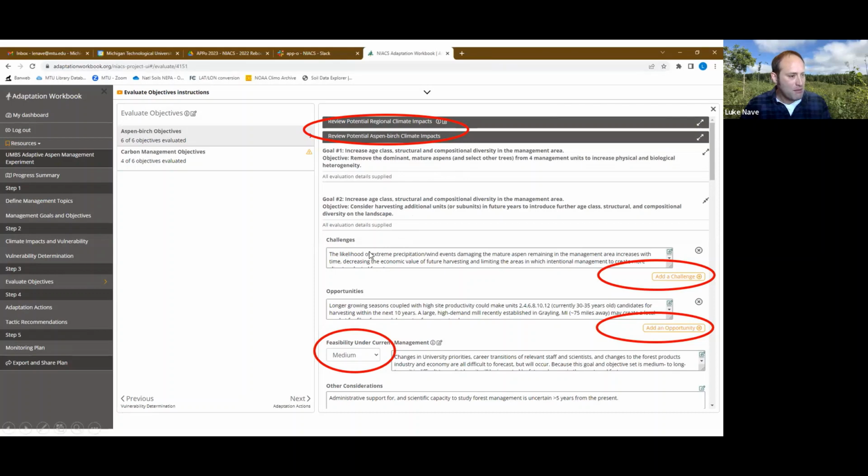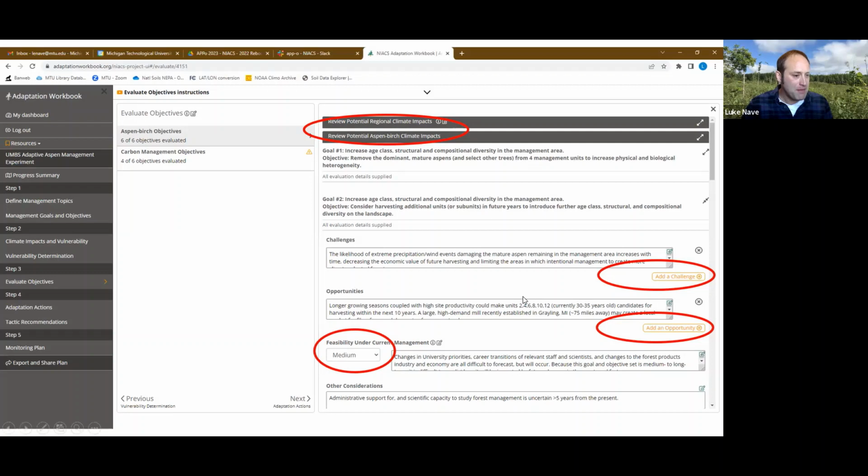And here's where you can add particular specific challenges. You can add as many as you would like with the Add a Challenge button. We identified for this goal, if we're talking about doing additional harvests in future years, then we have to recognize that the likelihood of extreme events damaging the existing forest is only going to increase with time. So it may become more challenging to conduct future harvests in an economically viable way due to the probability of extreme storms coming in and blowing over large areas of these very large trees.